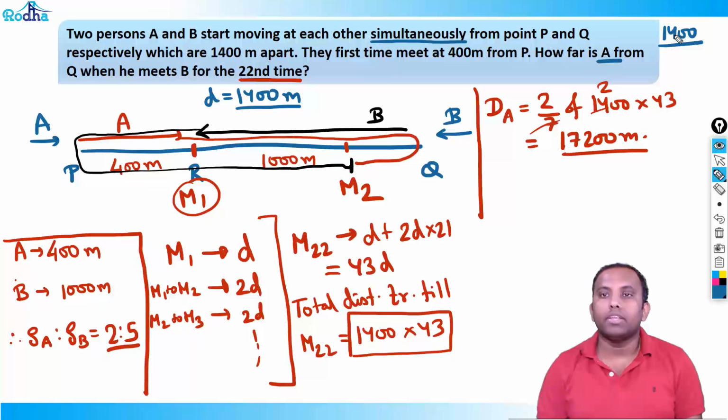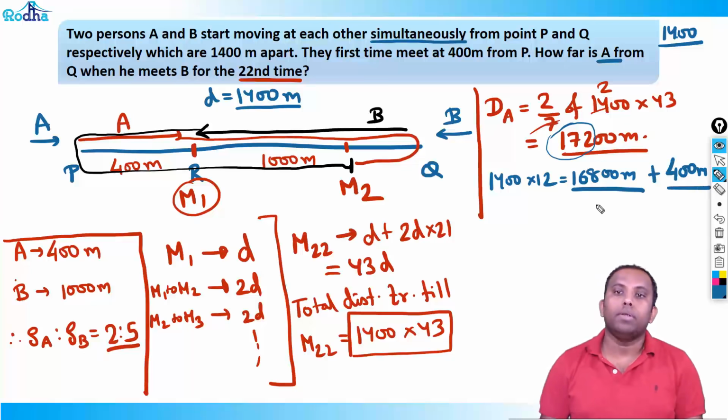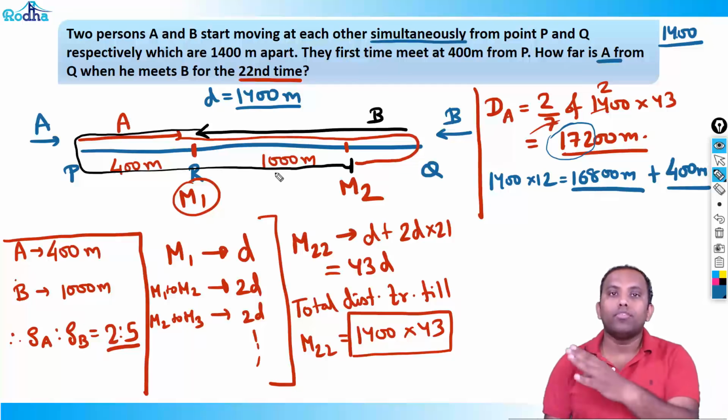14 into 12 is 168, right? That means 12 times. So 1400 into 12 is 16,800 meters. The total distance is 17,200 meters, so still 400 meters left, right? That means after 12 complete rounds, 400 meters are still left.